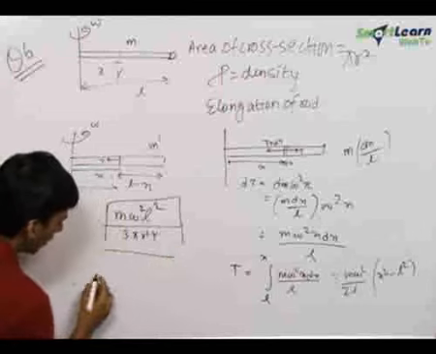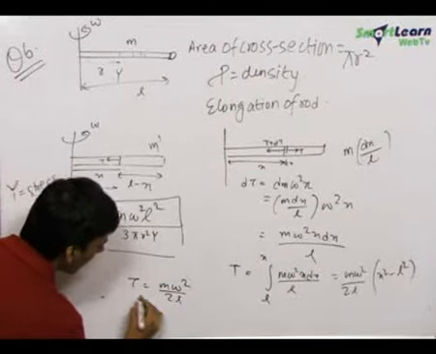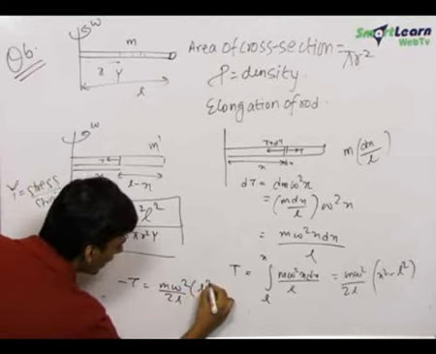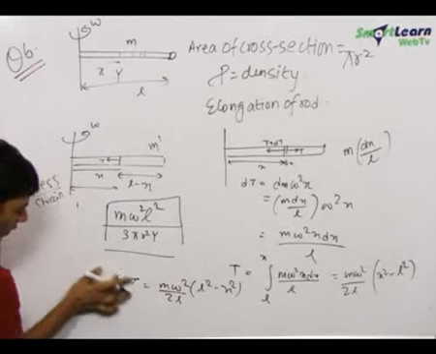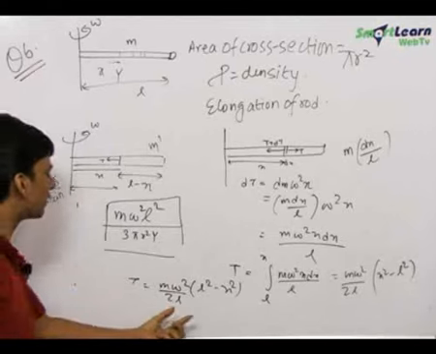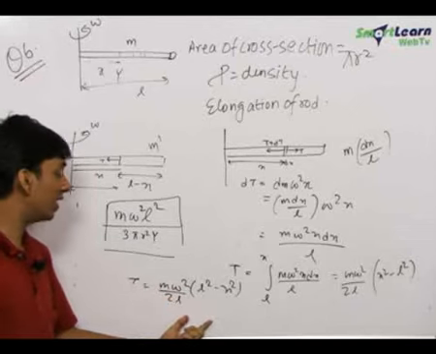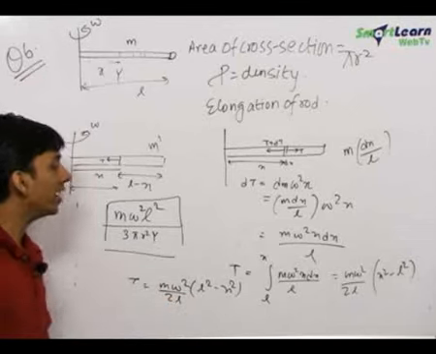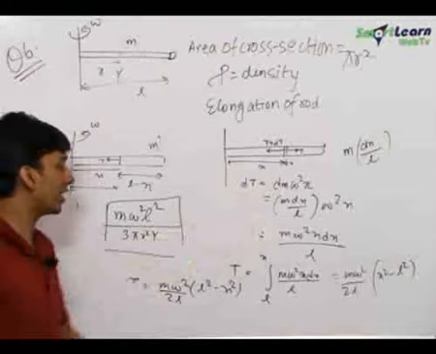Now, this is equal to m omega square upon 2L into L square minus x square. This just tells you the direction, so you can forget this. Therefore, the value of tension at a distance x comes out to be the same as it came previously, that is m omega square upon 2L into L square minus x square. So, you can use this method also to find out the tension in the rod.